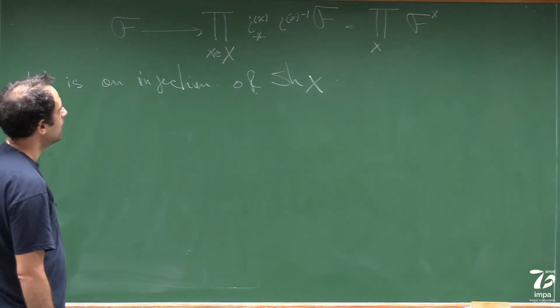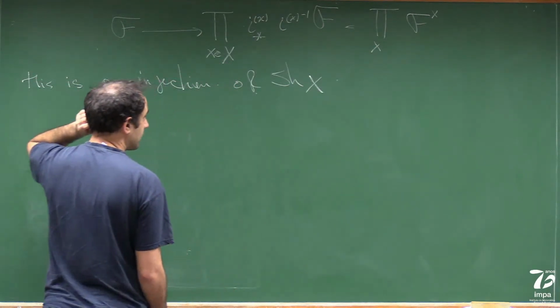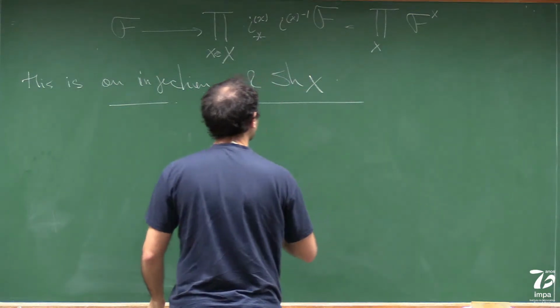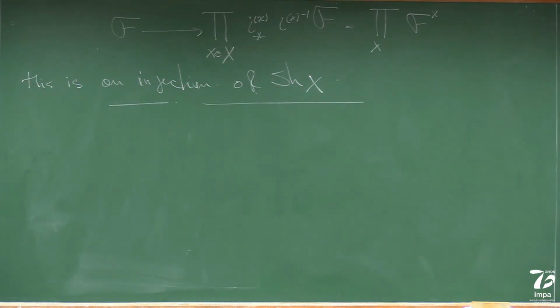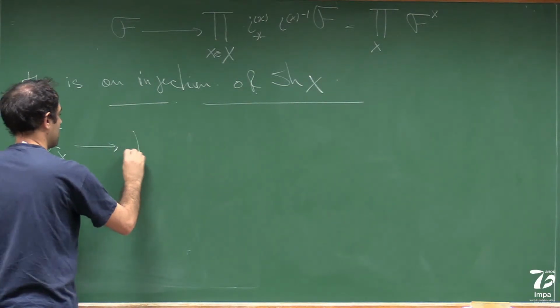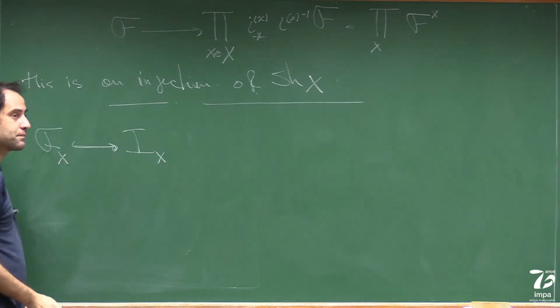Okay? But now, okay, so that's one thing, that map is an injection. The other observation is that F_x is an abelian group. So this is the sheaf on the point. This is just an abelian group. And abelian groups have enough injectives. So I can find an injection of abelian groups.